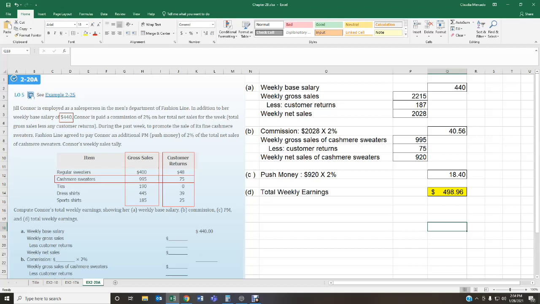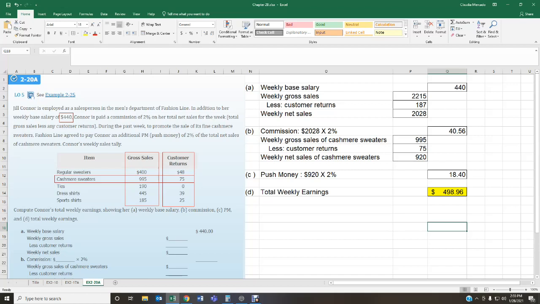We had an extra item. We had a push money, which is for a special promotion that we had for cashmeres. We were going to get paid 2% on our cashmere sales. So I know that I sold $995 of cashmere sweaters. I'm going to subtract my returns of $75. So my weekly net sales of cashmere sweaters were $920. I know that my push money rate is 2%, so I'm going to get $920 times 2%. That gives me an extra commission of $18.40 for my cashmere sweater sales.